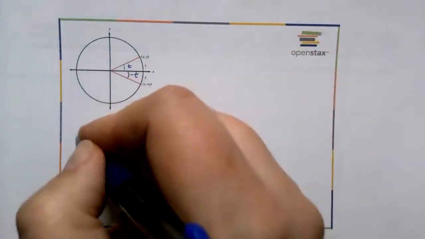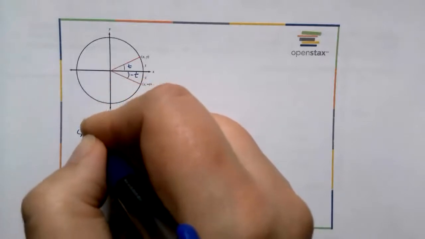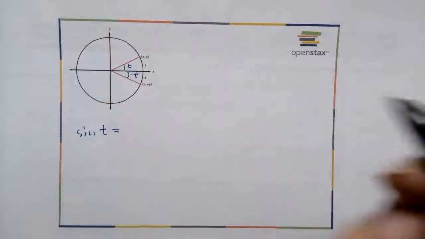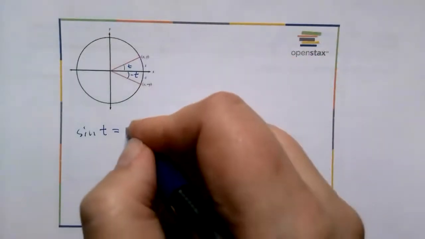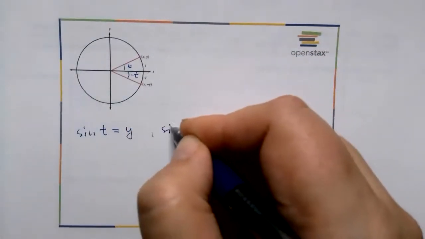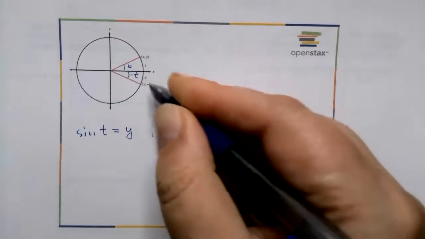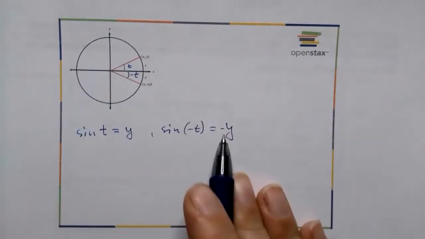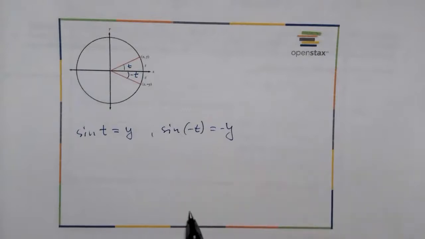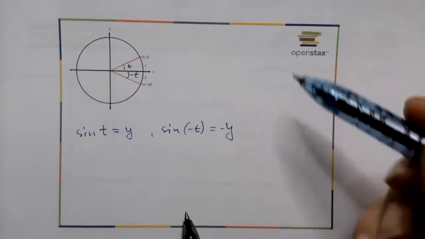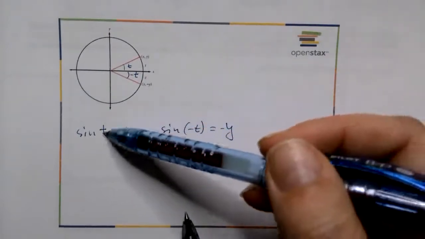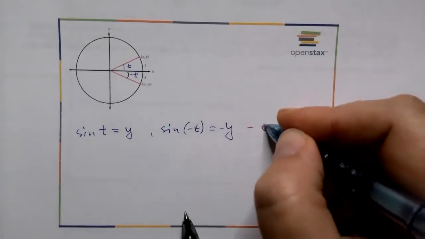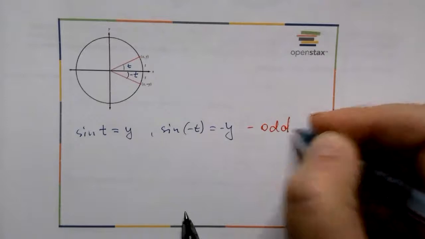and negative y, right? So sine of angle t is going to be the y, and sine of negative t is negative y. So what kind of symmetry do we have here? Is it odd or even function? So opposite inputs, opposite outputs. So that's a property of an odd function, right?